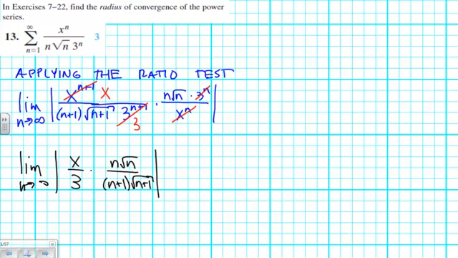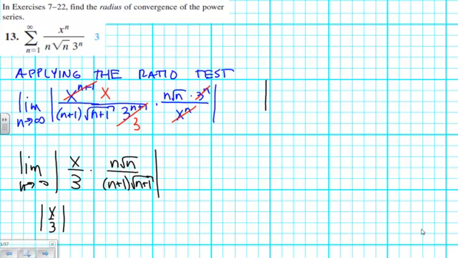Now, when n gets really big, what do we think about the plus 1 stuff? Doesn't matter. I want you to be intuitively able to look at this expression and say, when n gets really big, this whole expression just goes to 1, which means the limit of this whole expression ends up just being the absolute value of x over 3. So there's our limit.